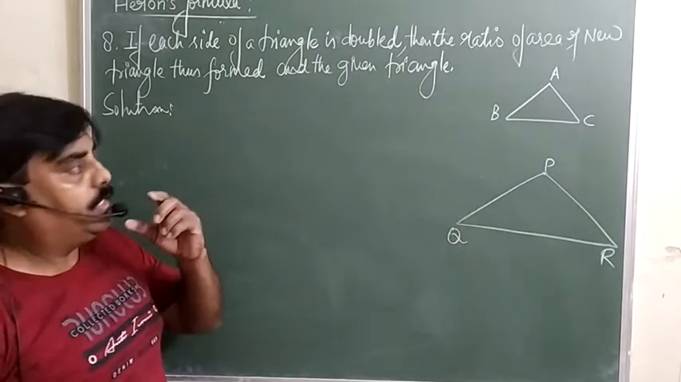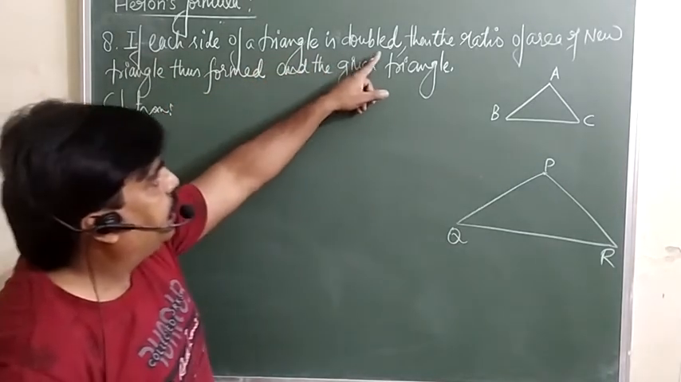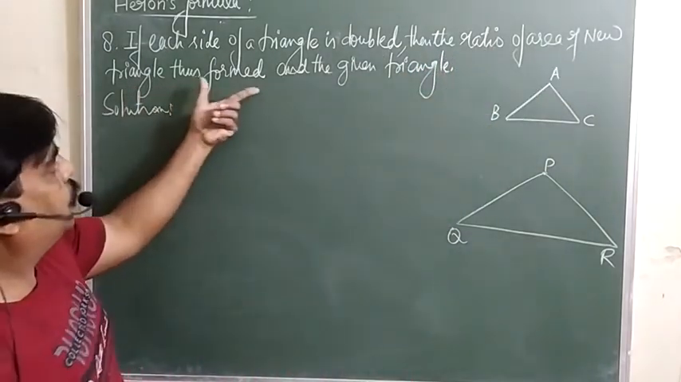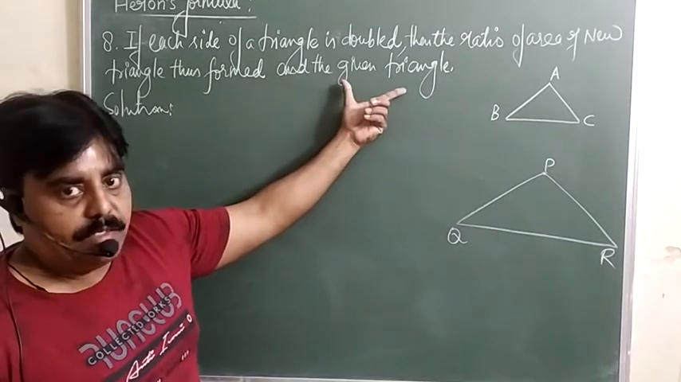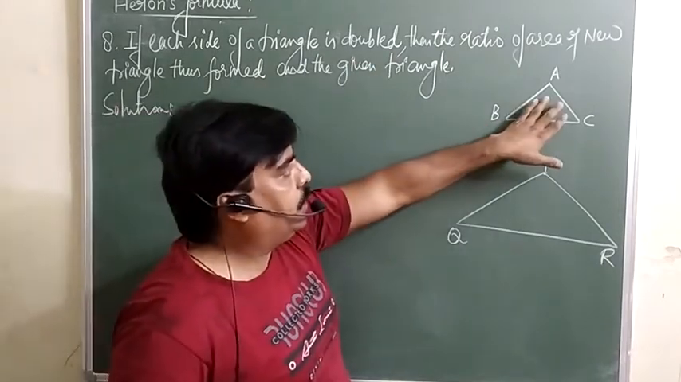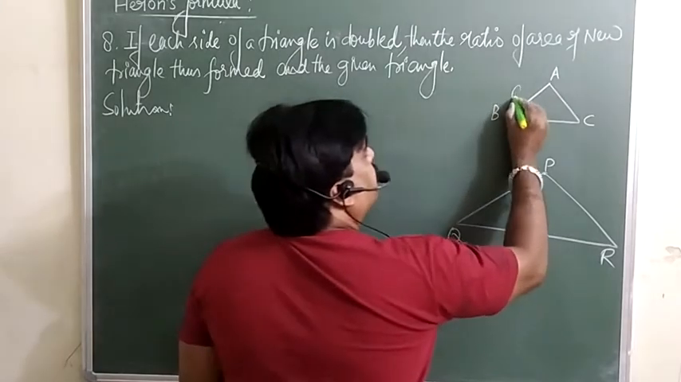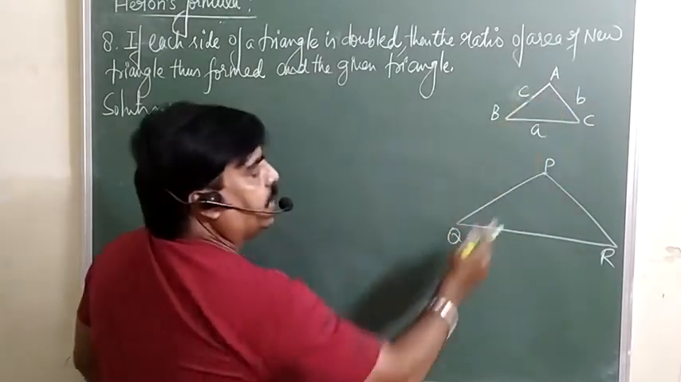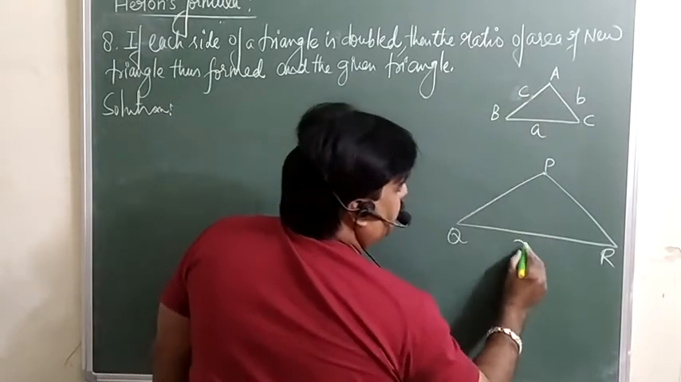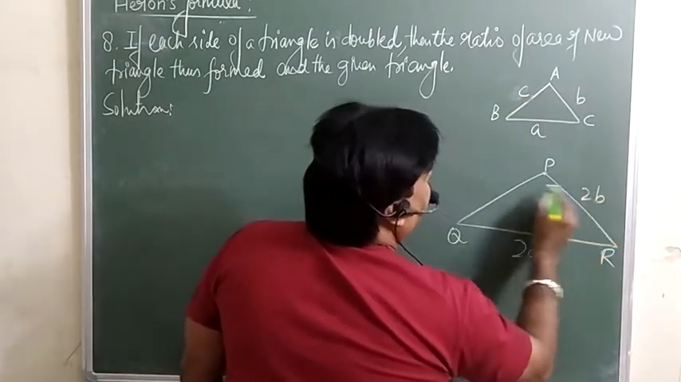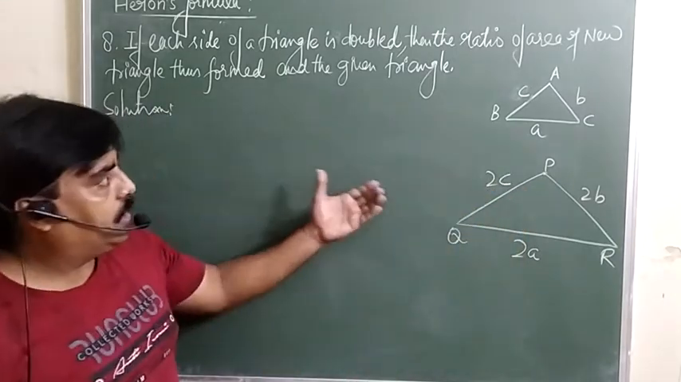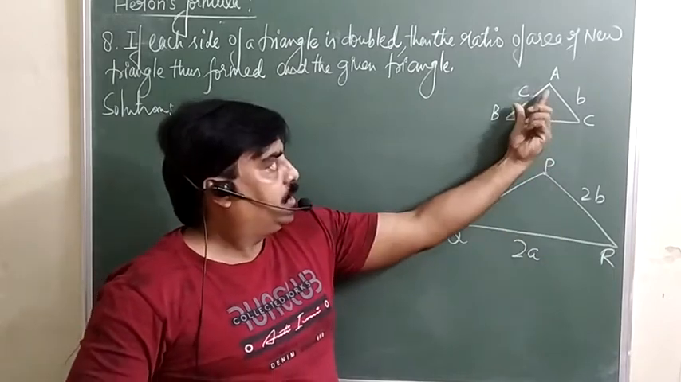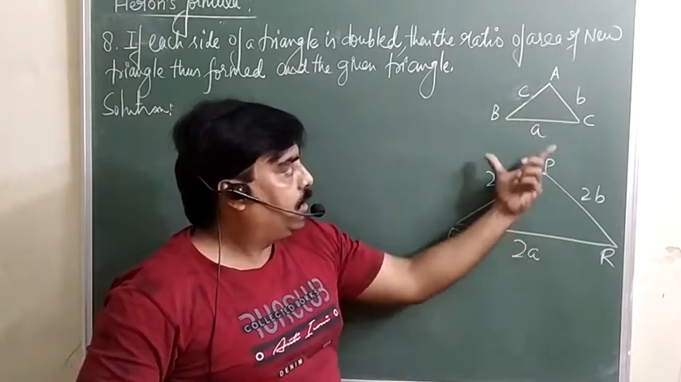Okay, now the question is, if each side of a triangle is doubled, then the ratio of area of the new triangle thus formed, you have to find the ratio of their areas. The question is, there is a triangle ABC. Suppose its sides are A, B and C. Then he is saying, if we double these sides, let's say this is 2A, this is 2B and this is 2C, then what will be the ratio of the areas of these two triangles? Its sides were A, B, C, we doubled them, then what will be the ratio?